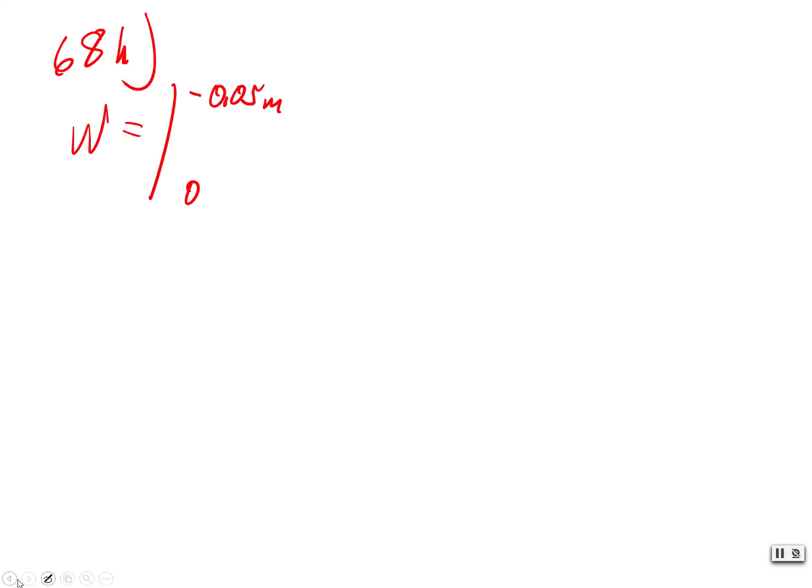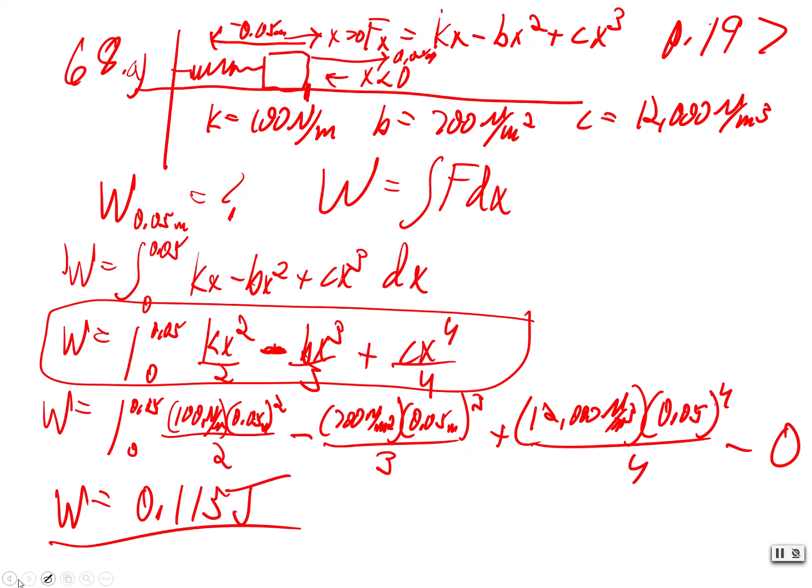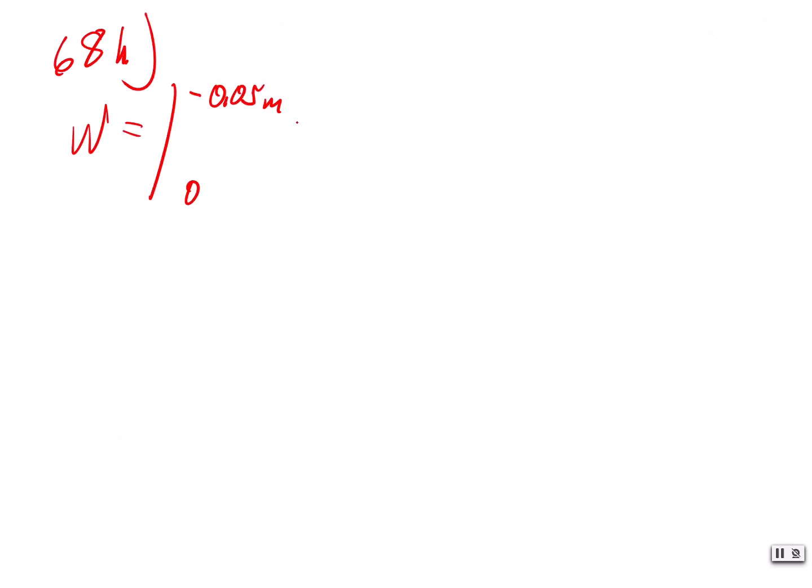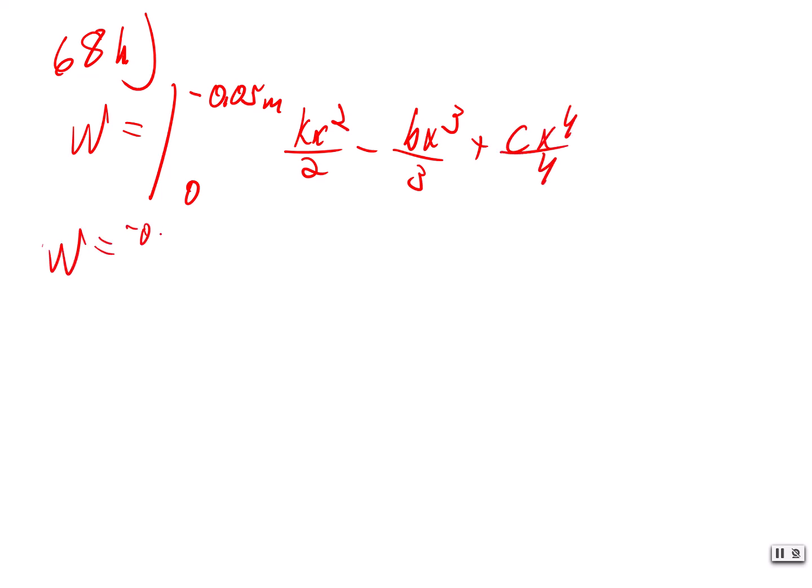So let's see. What was that? That's kx squared over 2. Yeah. So that's going to be kx squared over 2 minus bx cubed over 3 plus cx to the 4th over 4. So now let's plug everything in.